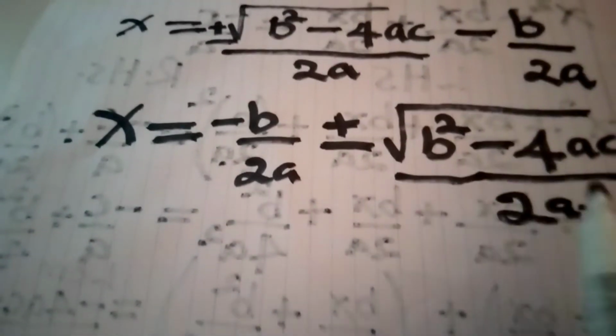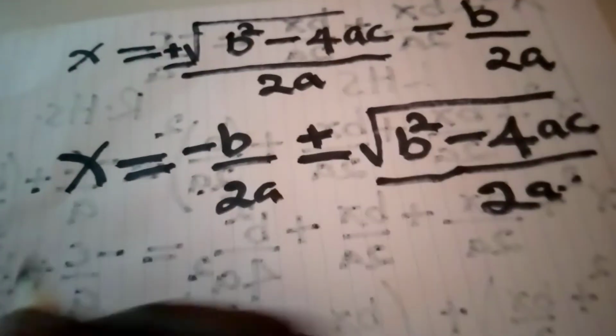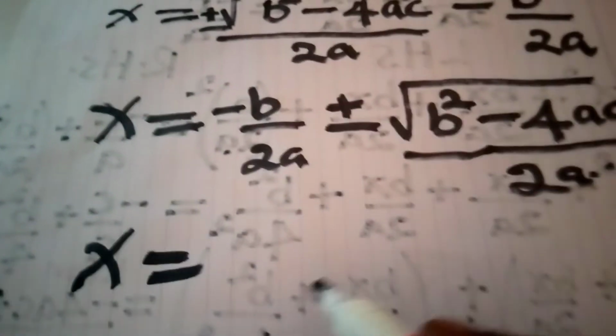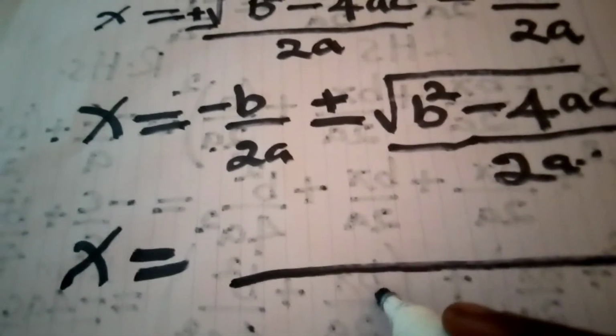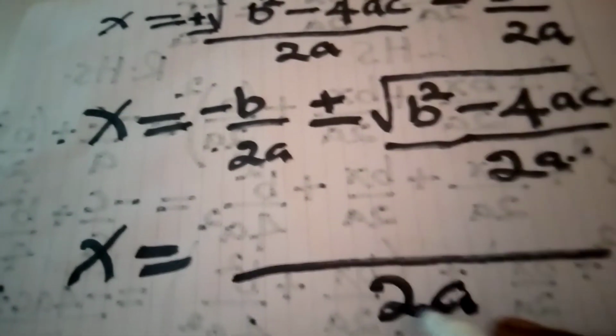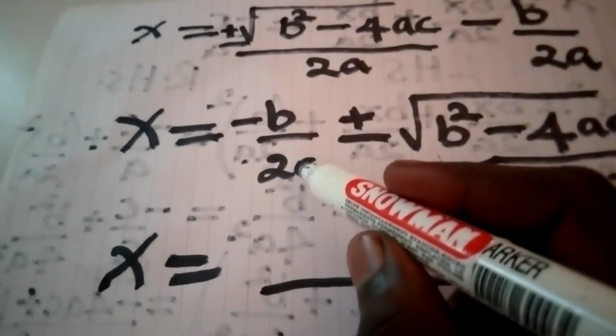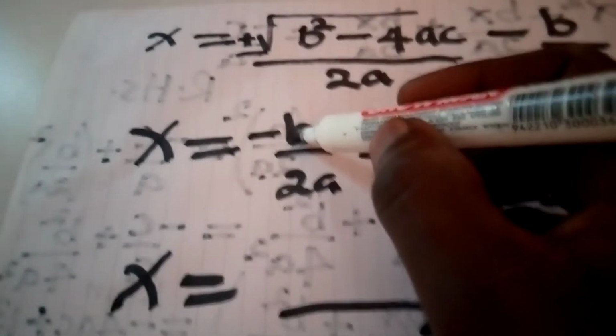So this one we can make sure that we have only one LCM. Which means when we have only one LCM, here we have the same LCM. So we shall have x is equal to the LCM of 2a remains 2a. Then 2a divided by 2a, we shall have 1. Then 1 times negative b, we shall have negative b.